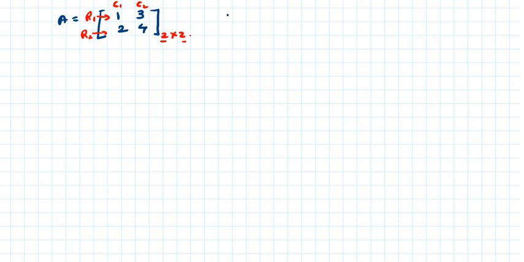Second example, if I take the matrix like this, 1, 2 and 3, again if you observe here, it contains 3 rows R1, R2 and R3 and only one column C1. So its order will be 3 by 1. This is how we define the order of the matrix.